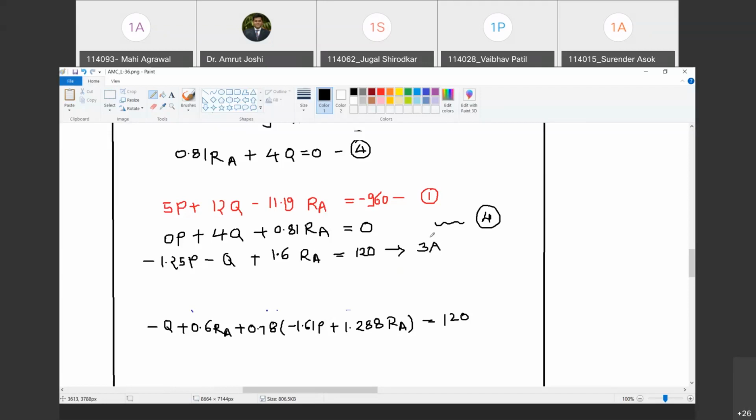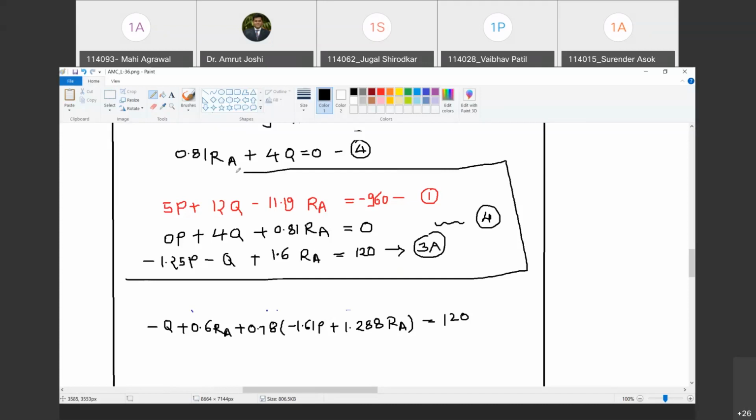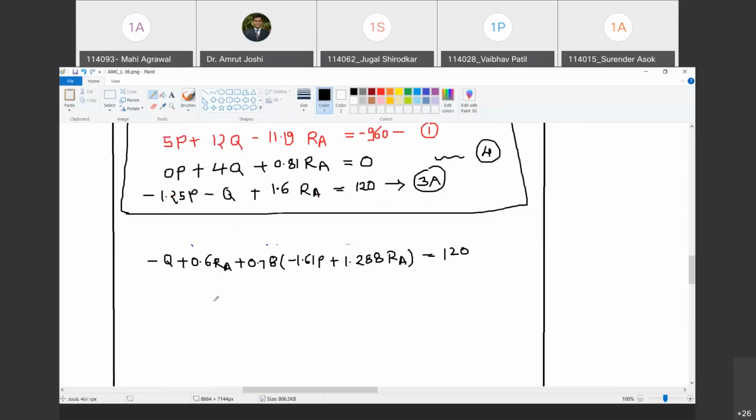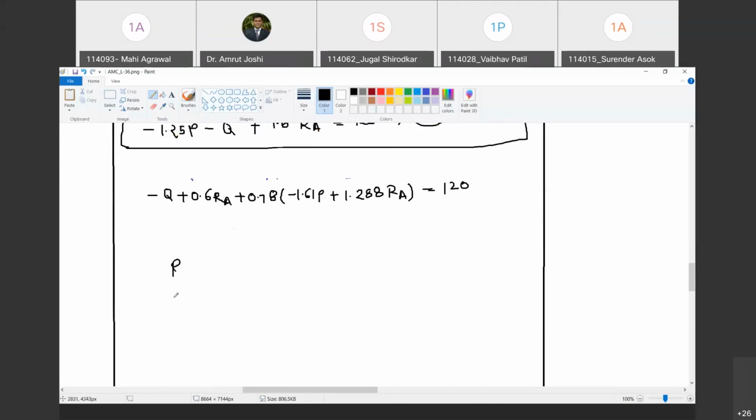We have simplified it. Now, can you solve these three simultaneous equations on calculator? Can you tell me the values of P, Q, and RA? We have been asked only about P and Q, so we are okay with that. Tell me.